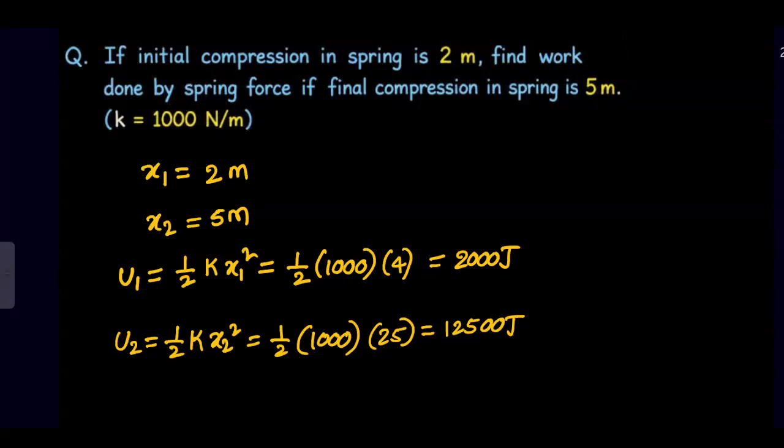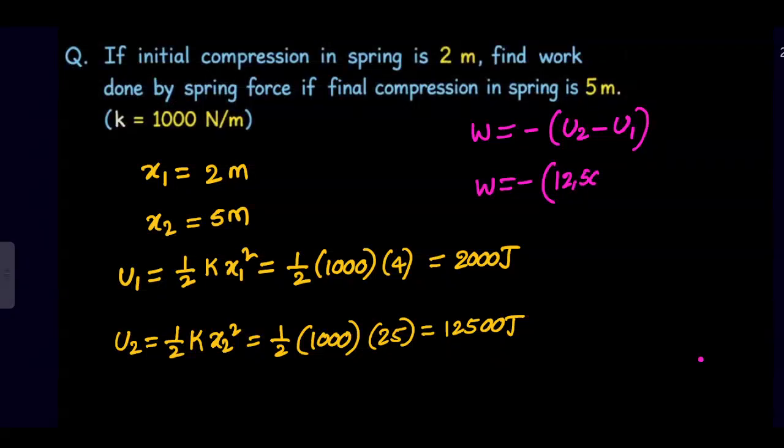Now, work done. Work done is equal to the negative of the change in potential energy, that is minus of U2 minus U1. So this will be minus of U2 value, 12,500 minus 2000. So the work done will be minus 10,500. Right.